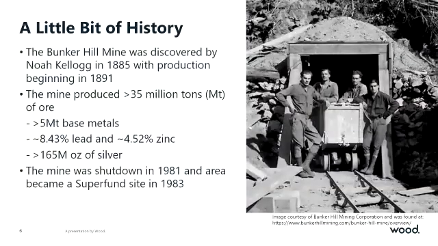A little bit of history for the mine itself. The mine was founded by Noah Kellogg in 1885. He was looking for gold, ultimately ended up finding silver instead, and began production in 1891. Throughout the operational time frame of the mine, about 35 million tons of ore were pulled, over 5 million tons of base metals, which is a little over 8% lead and 4.5% zinc, and over 165 million ounces of silver. In 1981, due to a drop in zinc prices, the mine shut down, and the area impacted by mining operations became a Superfund site in 1983.